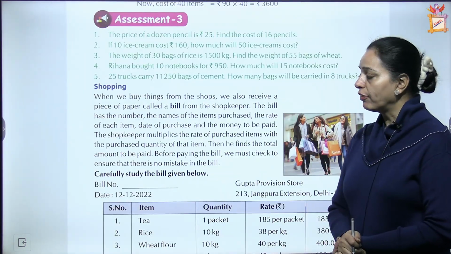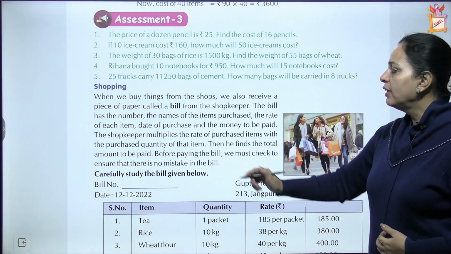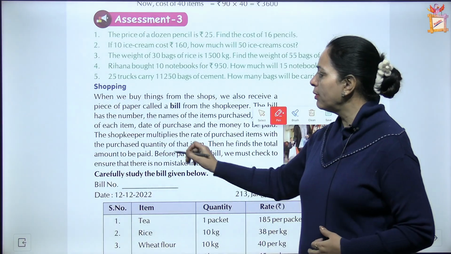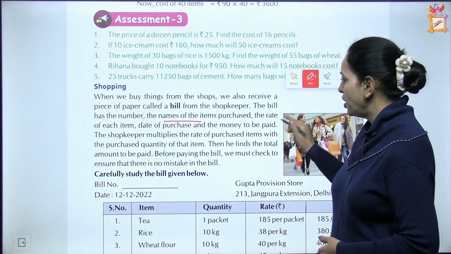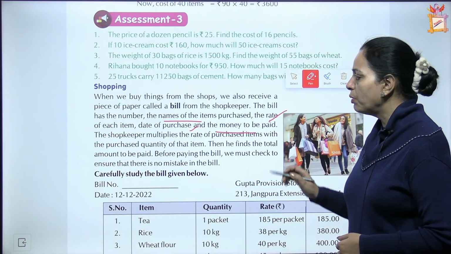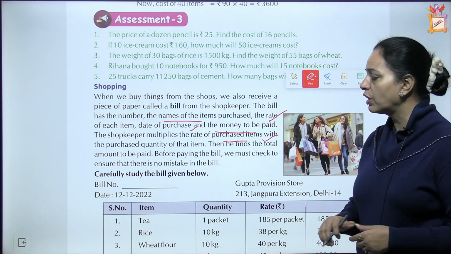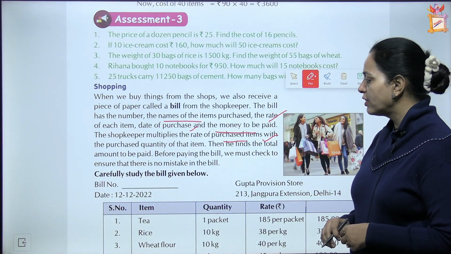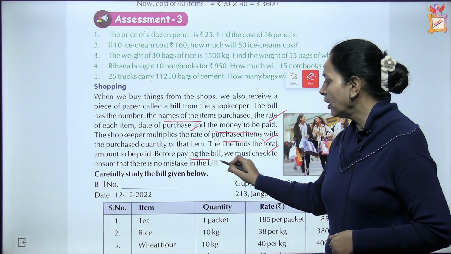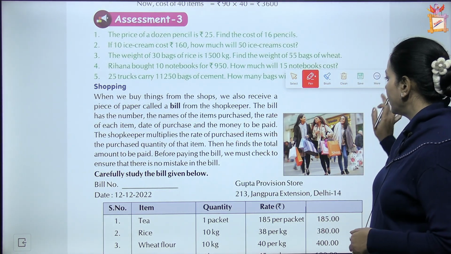The next is shopping. When we buy things from the shops, we also receive a piece of paper that is called a bill from the shopkeeper. The bill has the number, the names of the items purchased, the rate of each item, date of purchase and the money to be paid. The shopkeeper multiplies the rate of purchased items with the purchased quantity of that item. Then he finds the total amount to be paid. Before paying the bill, we must check to ensure that there is no mistake in the bill.